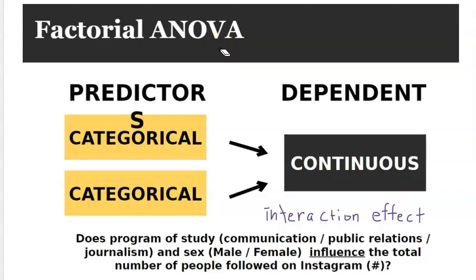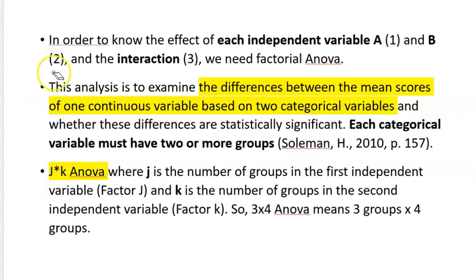Factorial ANOVA is interesting because it's not only about the effect of one variable and then the effect of the second variable. You can also obtain the interaction between the two. So you can find the interaction effect between the program of study and gender on the continuous variable. That is an interesting thing. Here, in order to know the effect of each independent variable, A and B, in this case the program and the gender, and also the interaction between gender and program, we can find them in the factorial ANOVA.